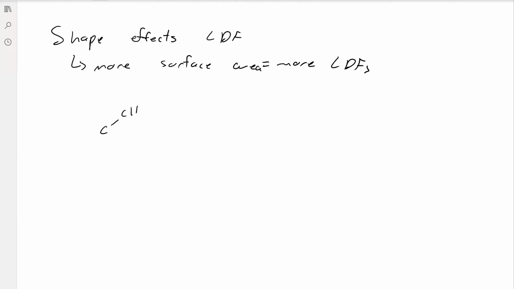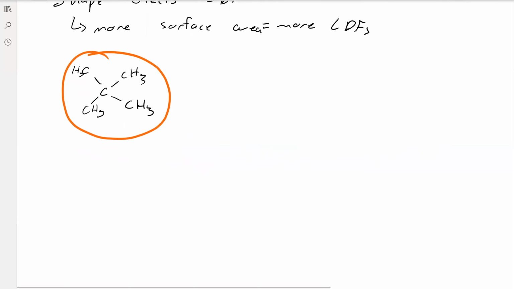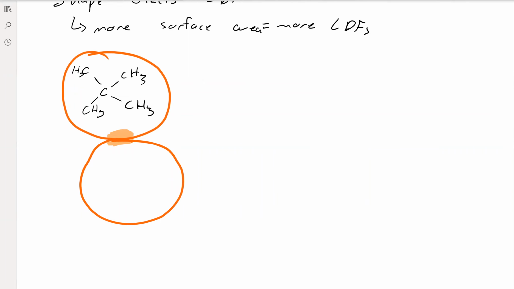So something like, for example, this molecule where we have this carbon that's highly branched, right? If we think about this, it's kind of like a sphere. And then if we think about another one of these molecules, I'm not going to redraw it, but if we had another molecule just like that, we don't have a lot of contact area. We don't have a lot of surface area between these molecules. So there's little London dispersion force going on between them.